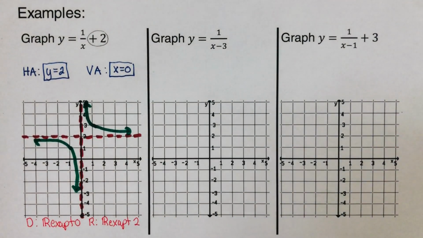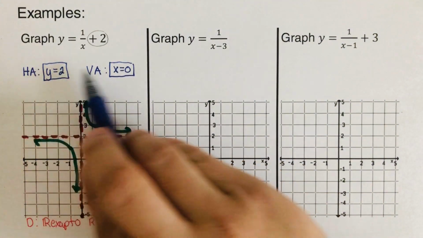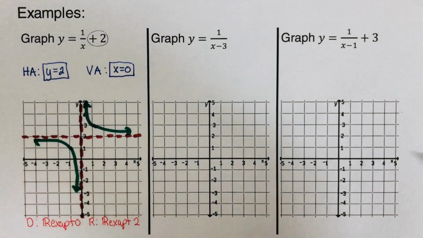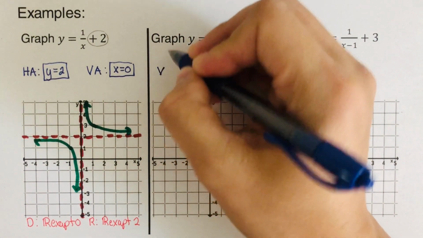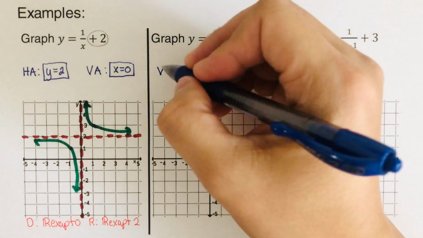Again, we are supposed to determine first. It doesn't matter which one you want to determine first, horizontal asymptote or vertical asymptote, it doesn't really matter. But let's have the vertical asymptote first for this problem right here. Again, it doesn't matter which way you want to do first.